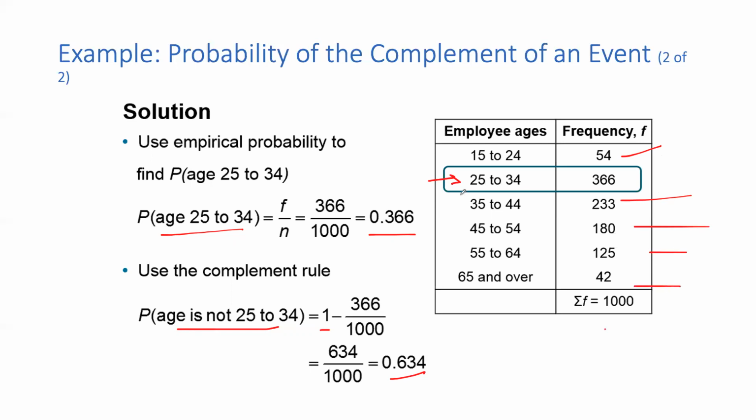So probability of not 25 to 34 is the probability of being 15 to 24 plus the probability of being 35 to 44 plus the probability of being 45 to 54 plus the probability of being 55 to 64 plus the probability of being 65 and over. It's going to give you the same answer. So this is just an easier way to calculate these kinds of things. So if I know the probability of an event, I can always calculate the probability of its complement, E prime or not E, which is just 1 minus the probability of the event that I've defined.